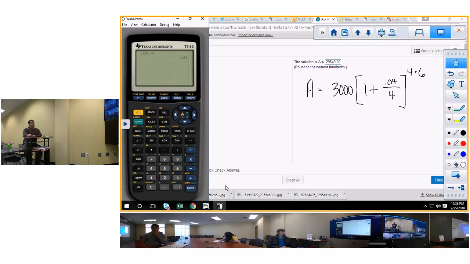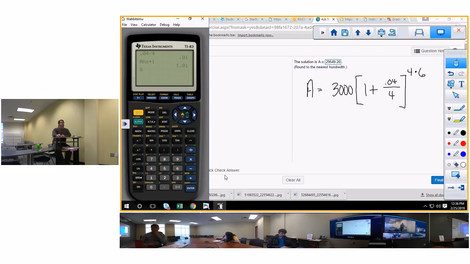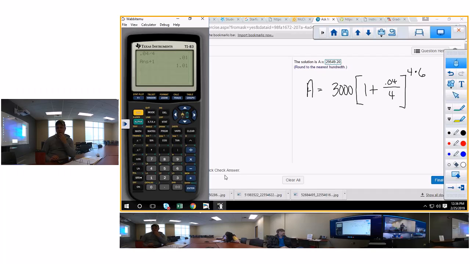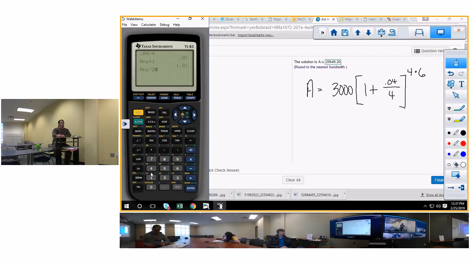Yeah, add 1. So you just hit add 1. Enter. Then what do you do? Wouldn't you have to raise it to the 24th power? Right. Enter. And multiply by what? 3,000. That's how you're supposed to do this problem.